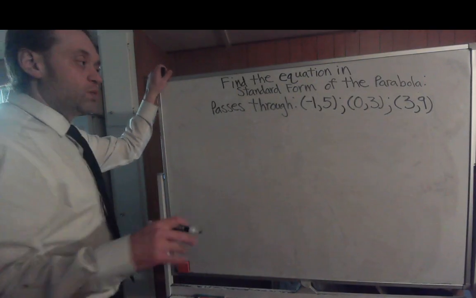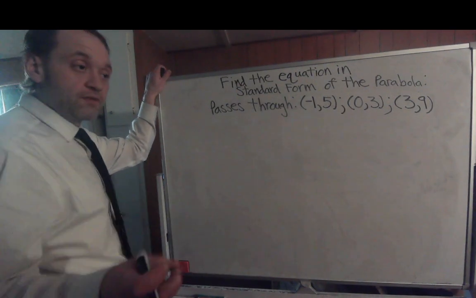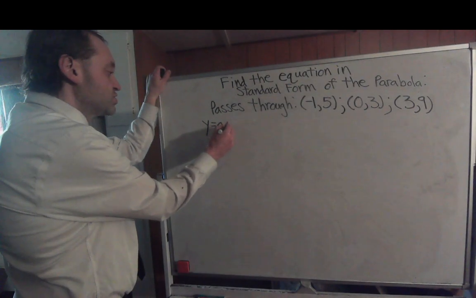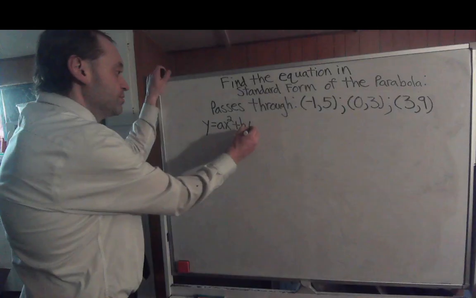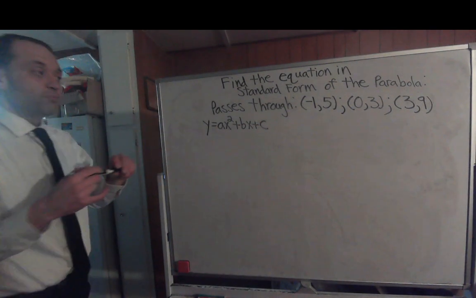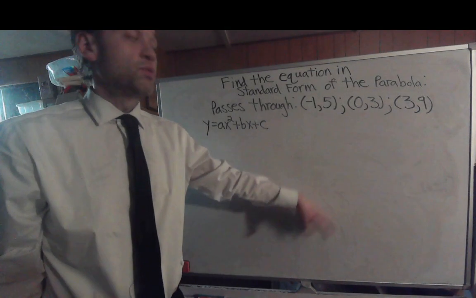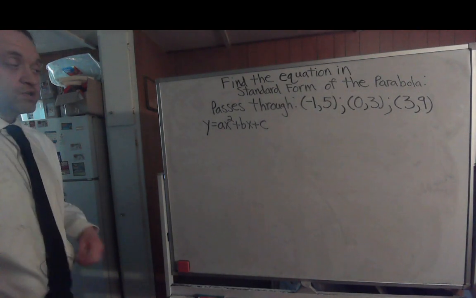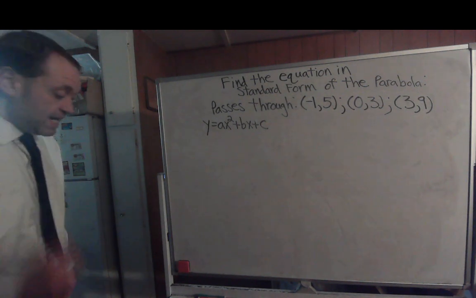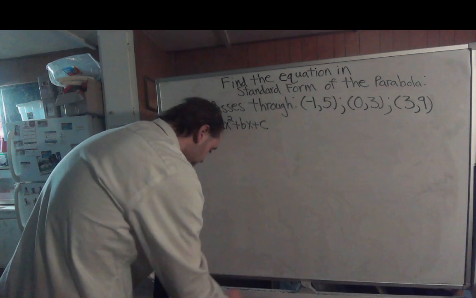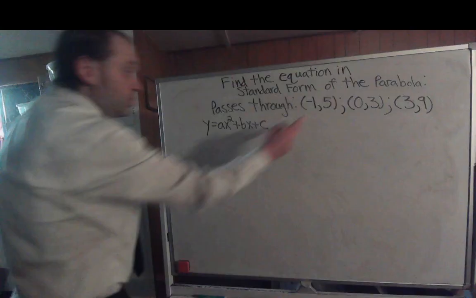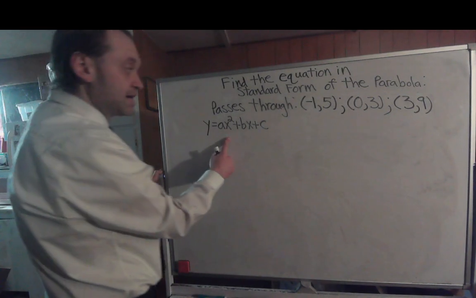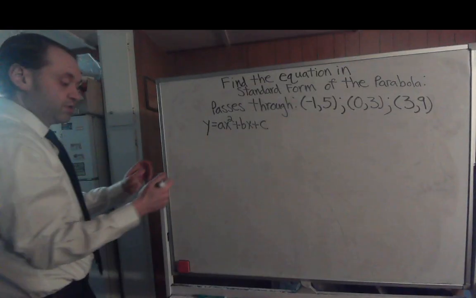What is the standard form of a parabola? It's y simply equals ax squared plus bx plus c, right? If you're only given points and no x-intercepts or vertices, you can go right to standard form. Here's how it's going to work. For each of these points, for example, negative 1, 5, you'll take the negative 1, put that in for x, and then take your 5, put it in for y.